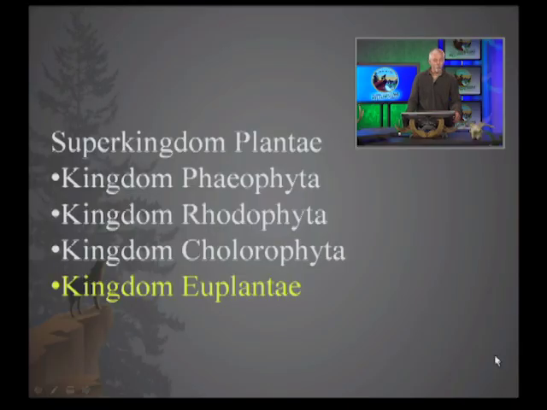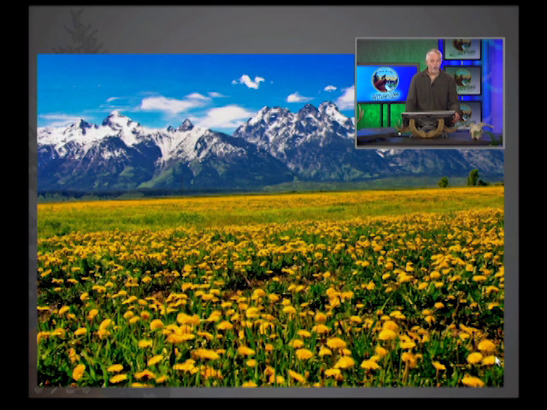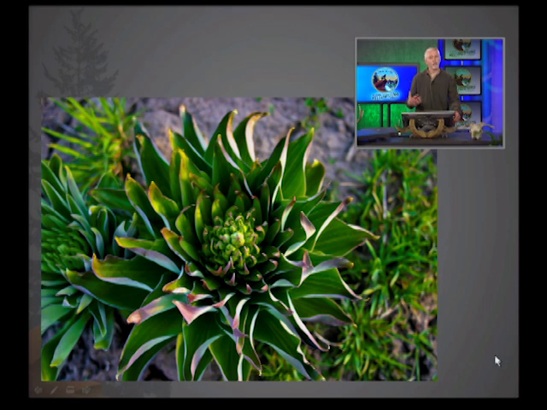Okay, so that then brings us to our final kingdom within the superkingdom Plantae, and that is the Euplantae, the so-called true plants. And of course, the Yellowstone ecosystem is loaded with members of the Euplantae. So all of the conifers, all of the flowering plants that we see in the Yellowstone ecosystem, mosses, are all members of the Euplantae. And they are a dominant portion of this terrestrial ecosystem. And we'll talk about a number of different varieties.